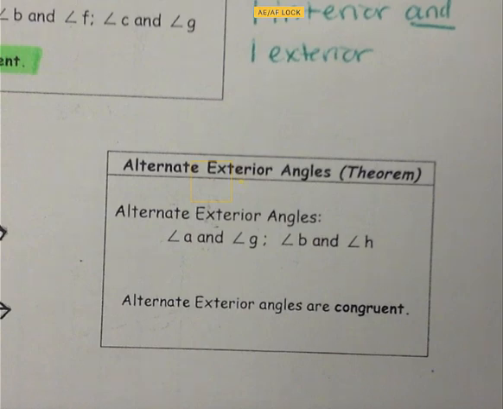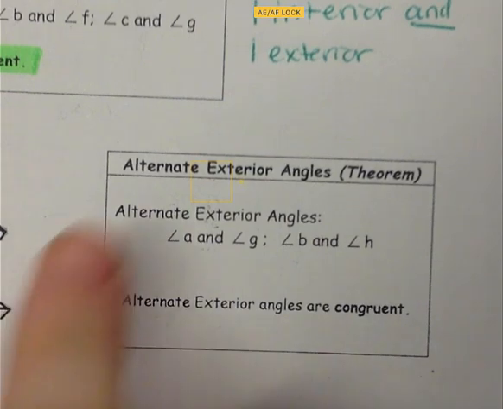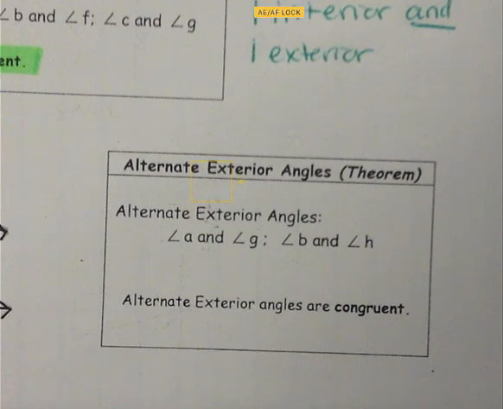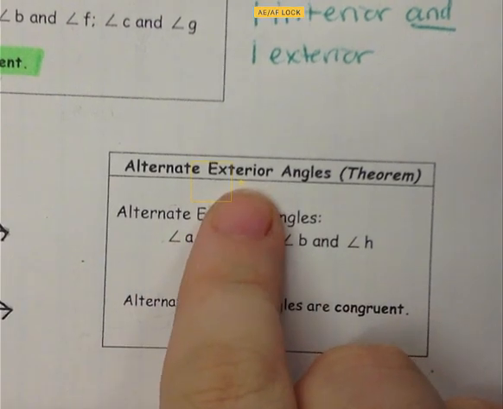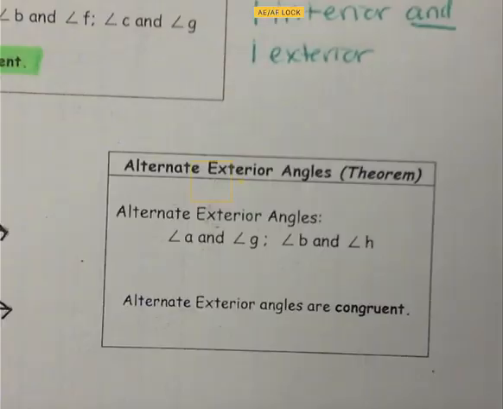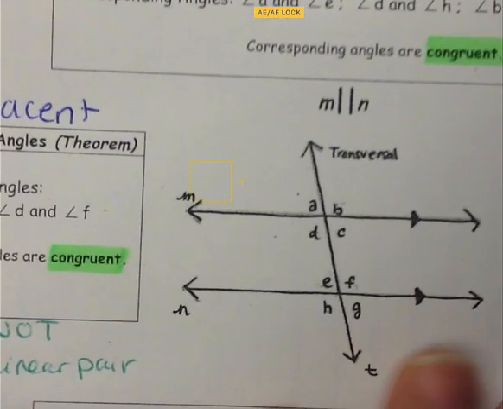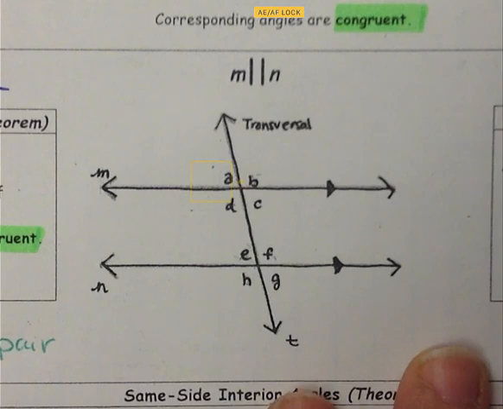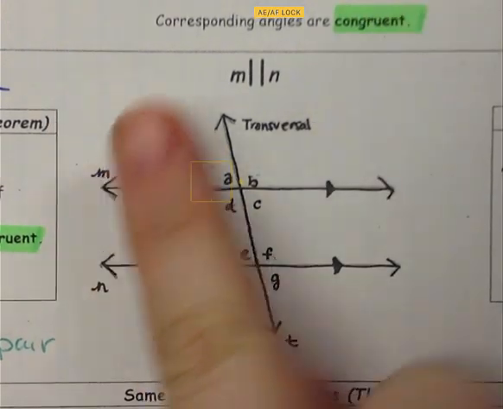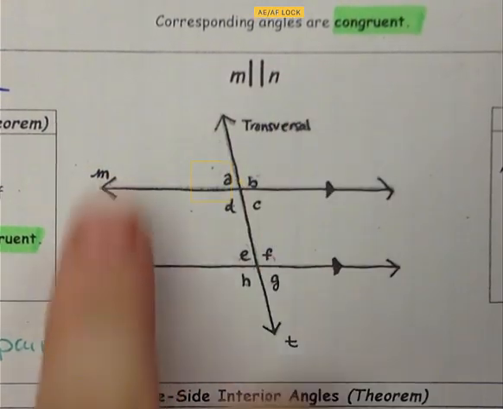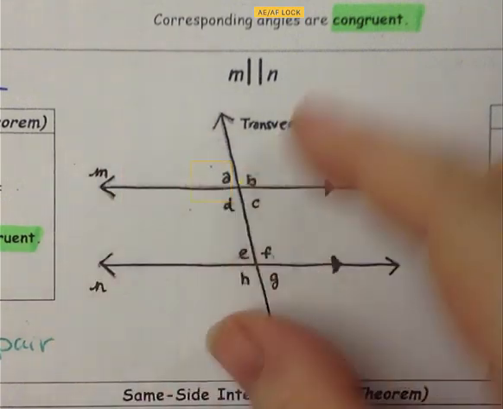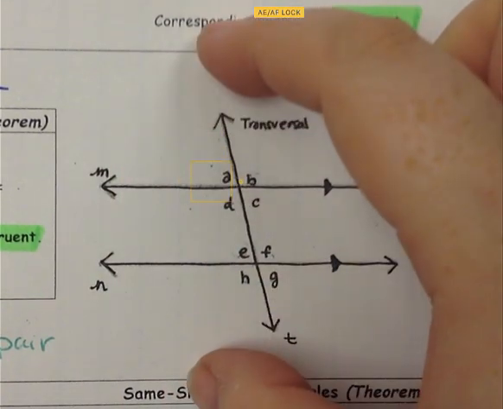The next one we're going to talk about is the alternate exterior angles. So this goes along with the same thing we just talked about. Alternate has to be one on the left, one on the right of the transversal. Exterior, that means that they're actually both on the outside of the parallel lines, or the lines in general. So if we look at this figure, we want to talk about left and right, and they have to be on the outside of the line, so on the outside from the parallel lines.